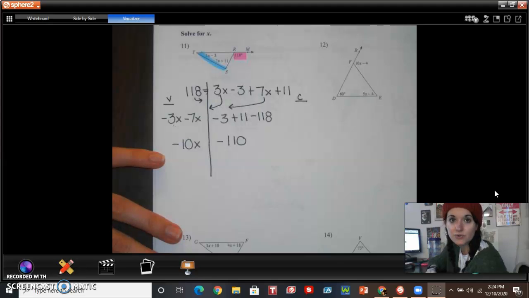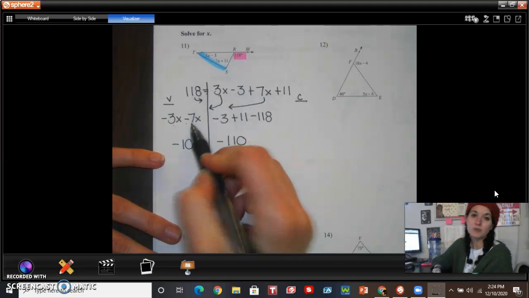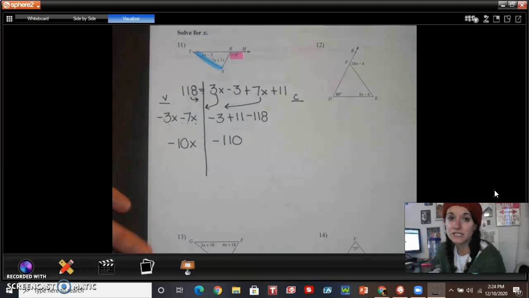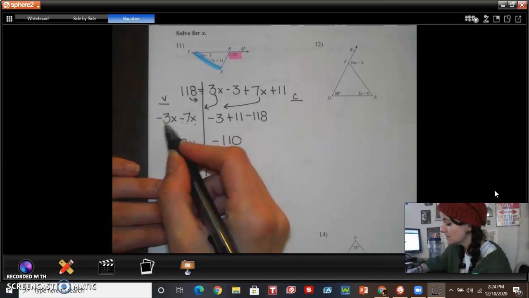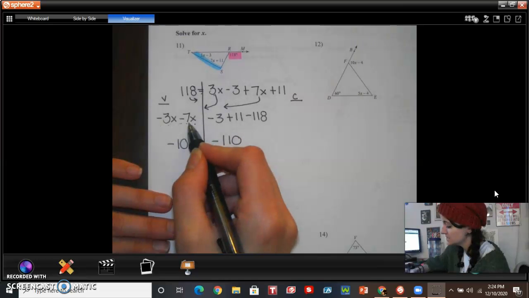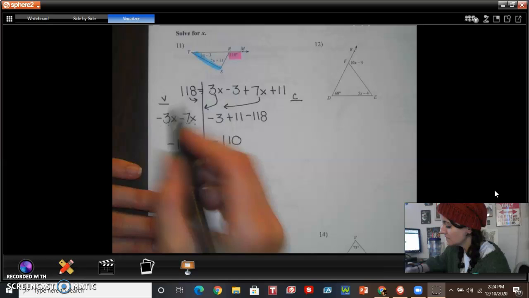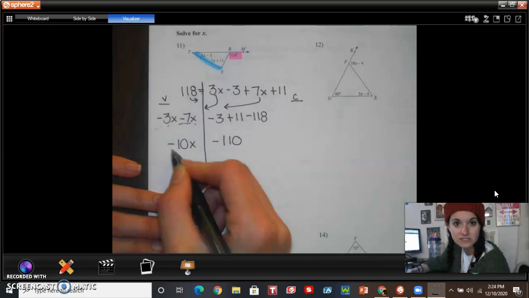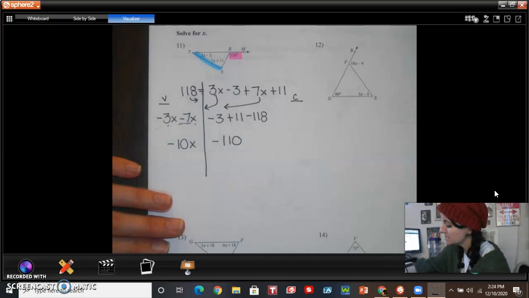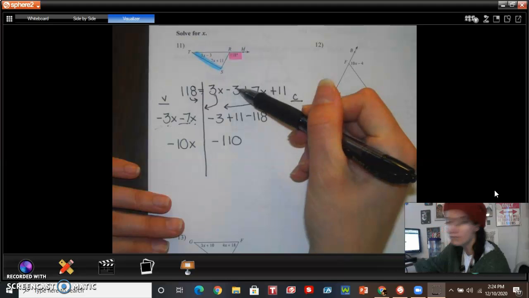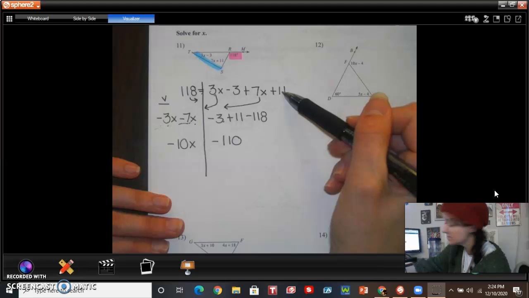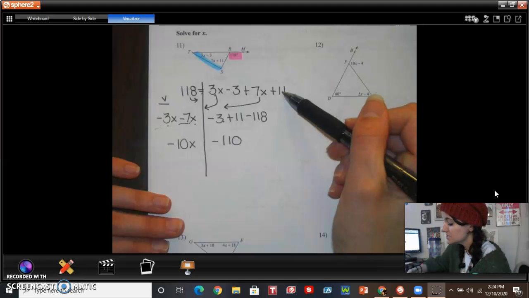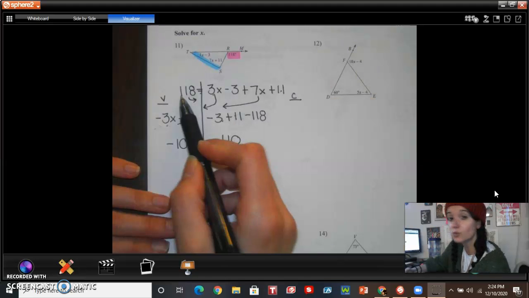Now remember, whenever you're combining like terms with variables, all you're doing is combining the numbers in the front. So we did negative 3 minus 7, and we got negative 10x. Over here on our constant side, negative 3 was already over here, so I just dropped it down. Positive 11 was already over here, so I just dropped it down. Positive 118 needed to move through the wall, so it turned opposite. Plugged it in my calculator, got negative 110.